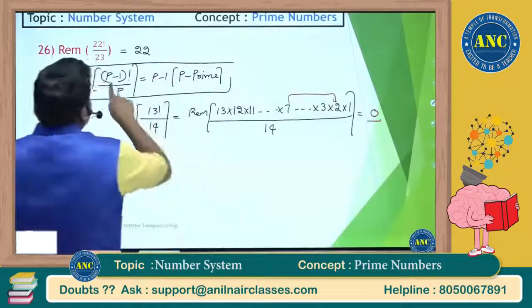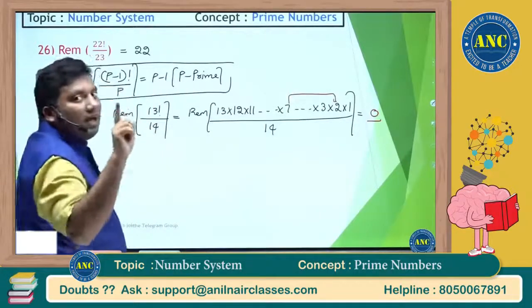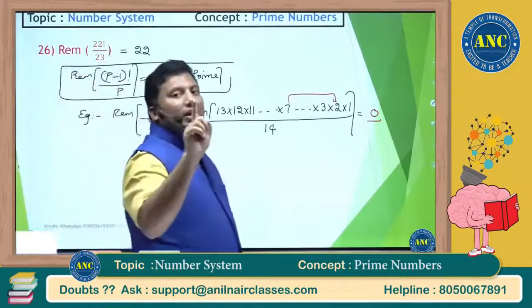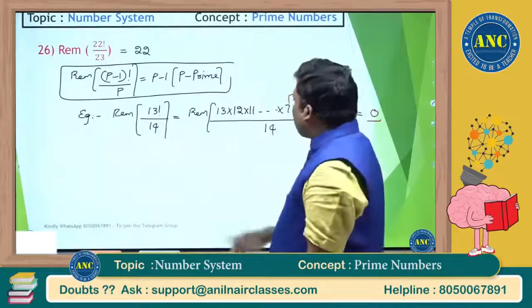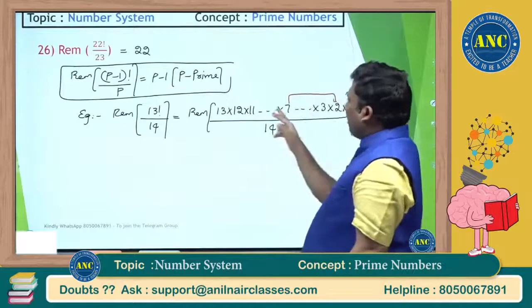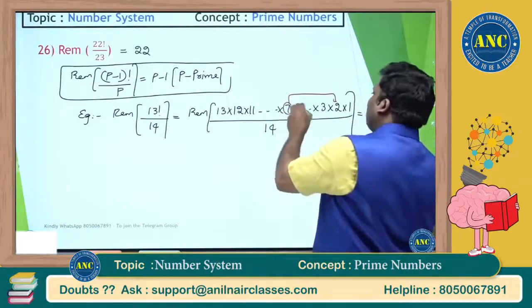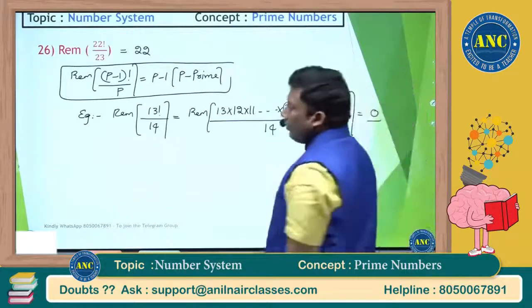Please do not forget, the denominator should be a prime number for the Wilson logic. Here the denominator is 14. Is 14 a part of 13 factorial? Definitely yes. Here 7 is there, here 2 is there.